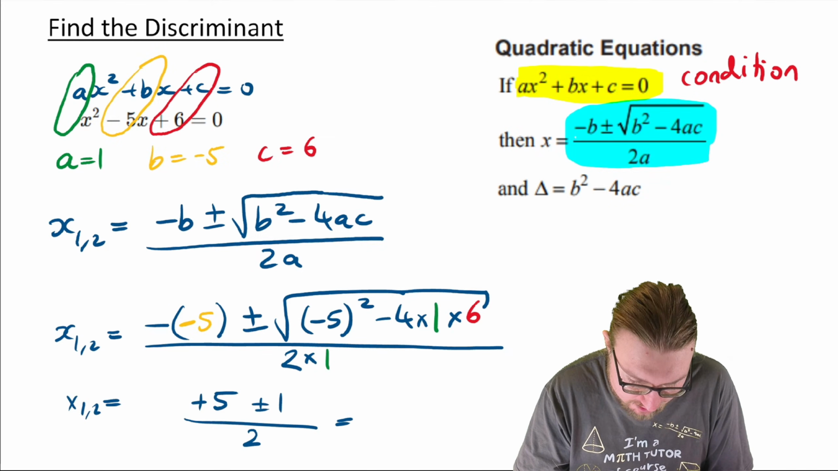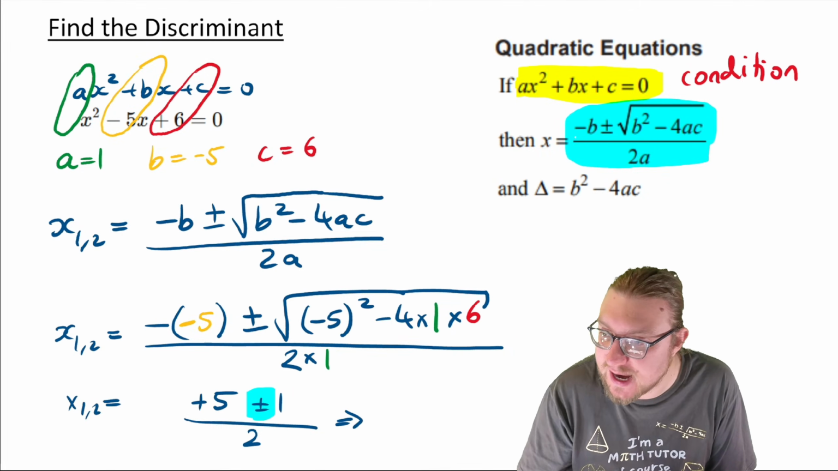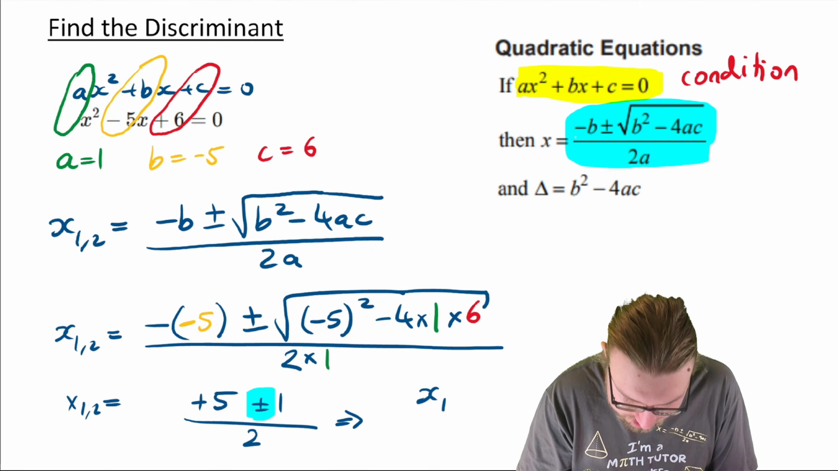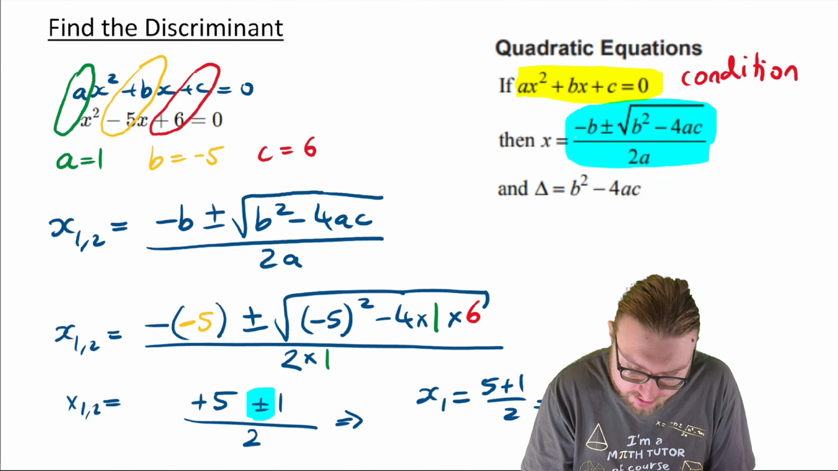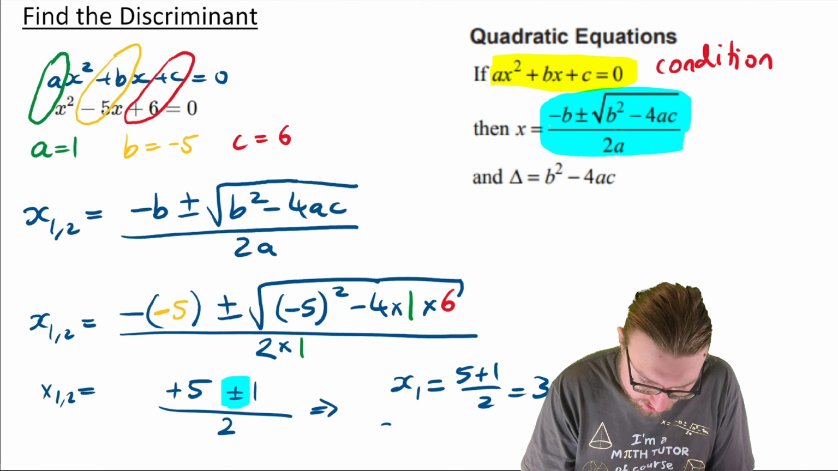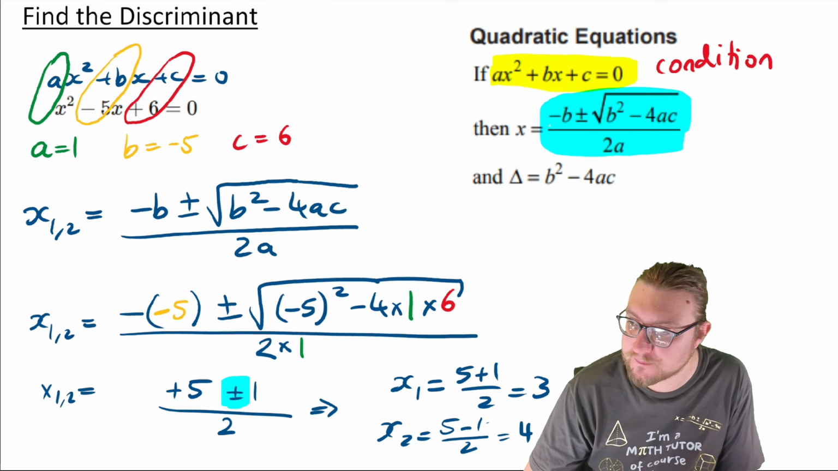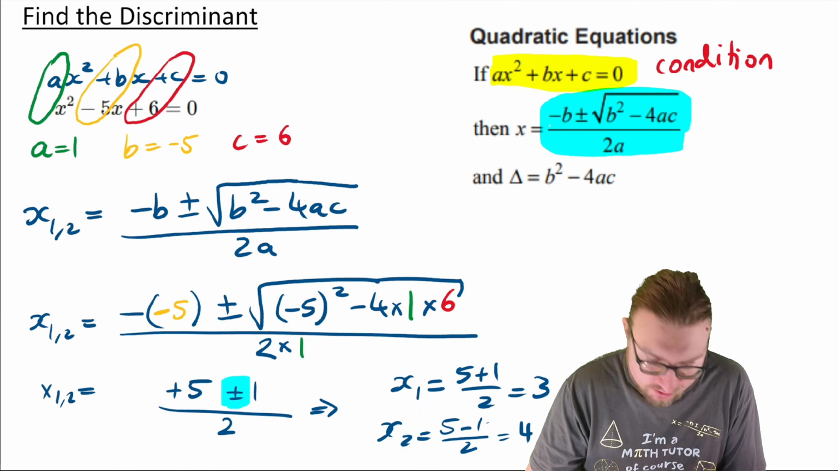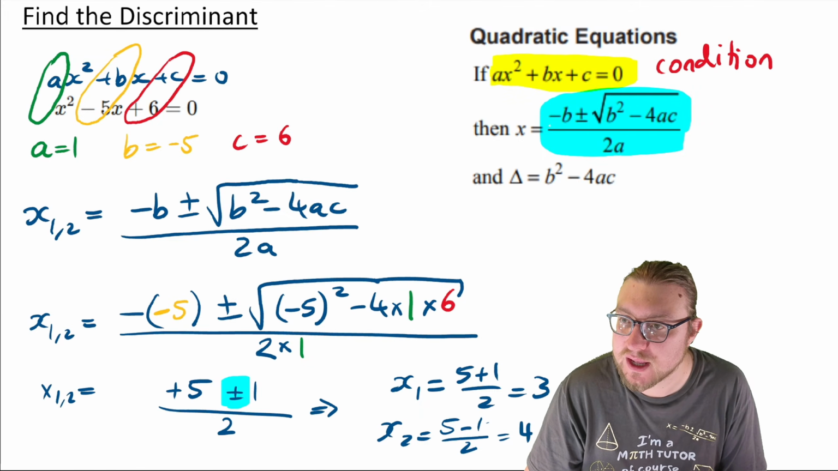So if we solve this now, all we got to do is separate these with the positive and the negative here. So we get one option, which is the first option is going to be 5 plus 1 over 2, which is 3. Sorry about that. There we go. And the second option for x2 is going to be 5 minus 1 over 2, which gives us 4. There we go. So now we have those two options, and we could have done this with factorizing, I guess, as well. Yeah, but these are our options to solve here.